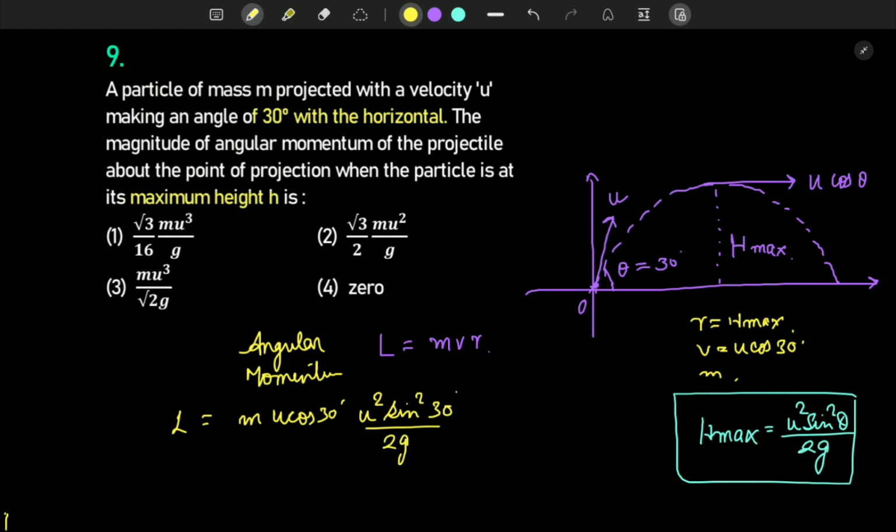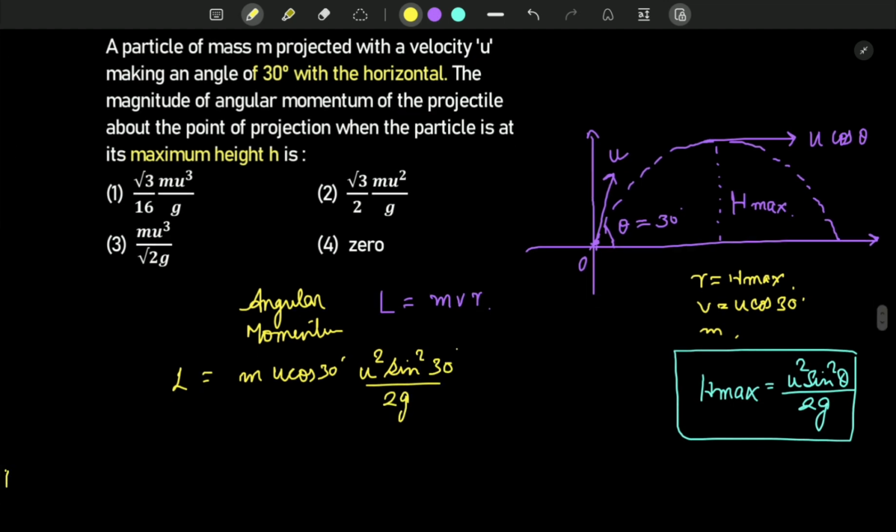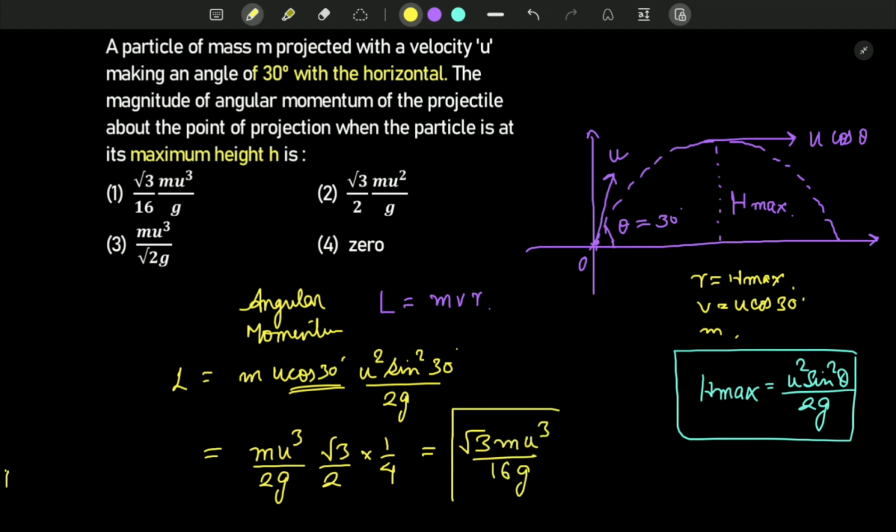So I will get L equals m u cube by 2g, and cos 30 is root 3 by 2, and sin 30 is half, square is 1 by 4. So ultimately I will get root 3 m u cube by 16g. So this will be our required angular momentum. I can see that option number A, root 3 m u cube by 16g, so option 1 is the right answer to our question.